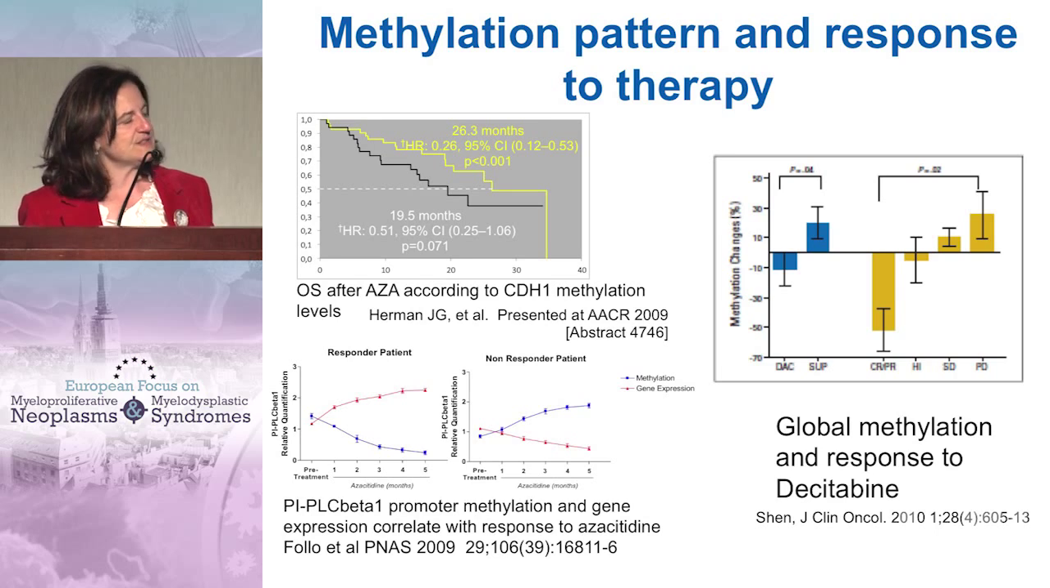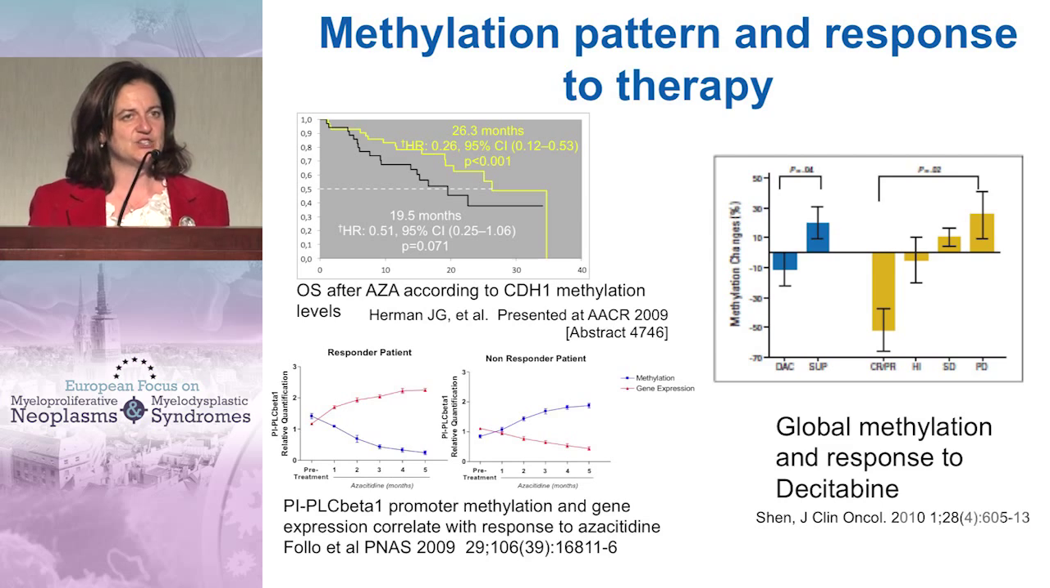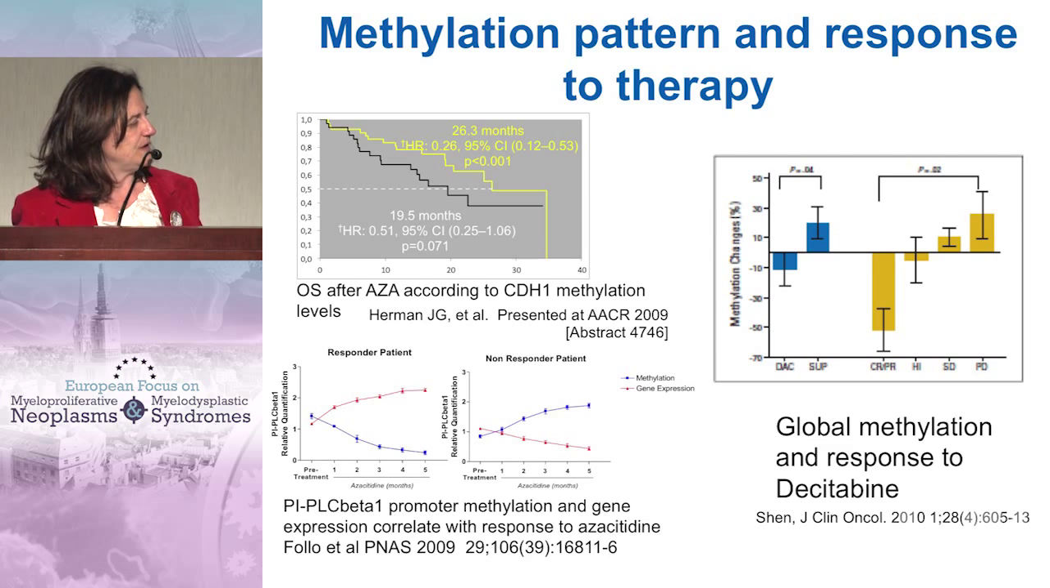Then there was an interesting study in which it was shown that patients who decreased methylation of the promoter of phosphatidylinositol phospholipase C beta 1 were prone to respond, and this is shown during treatment with decitabine. Patients who achieved CR and PR also had a decrease in global methylation.